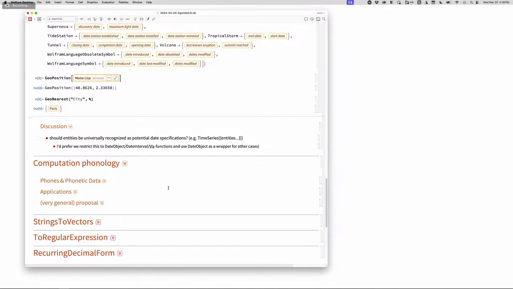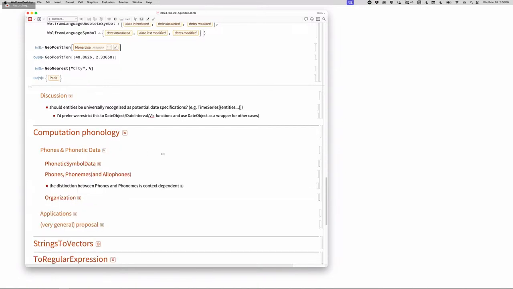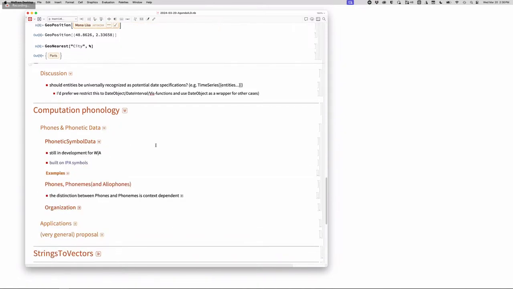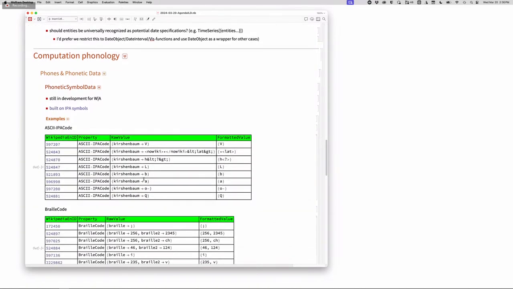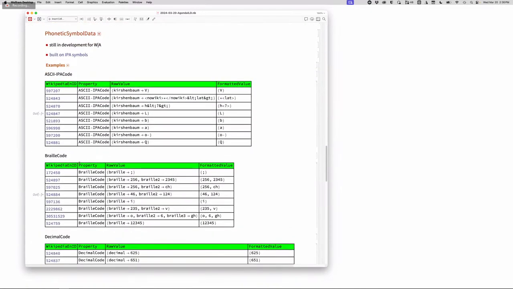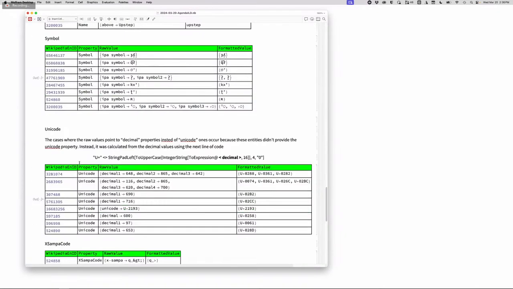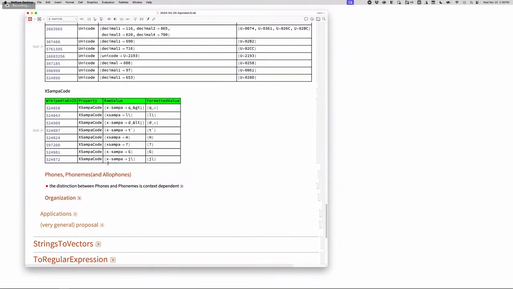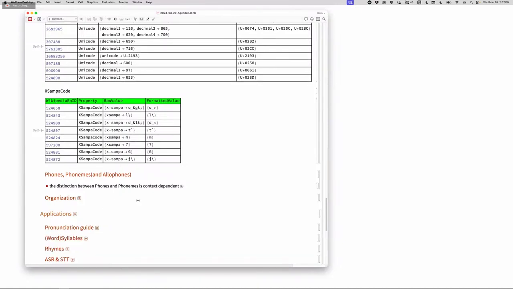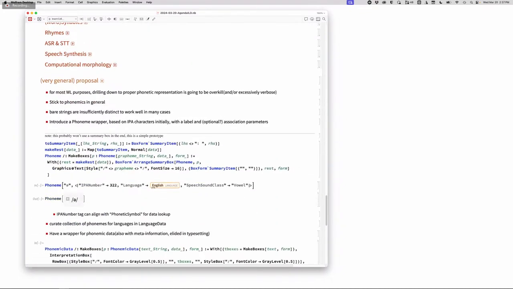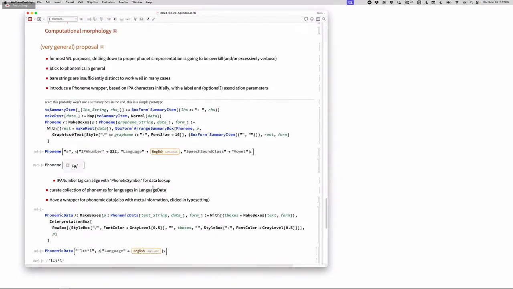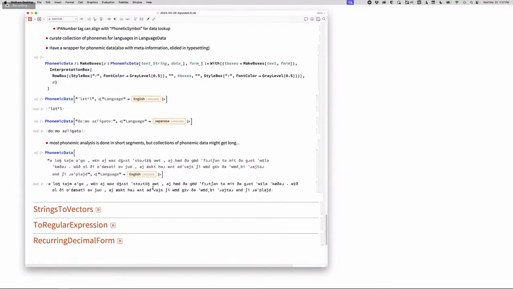This next one is potentially a bigger discussion, at least the first section. Let's dive into it. This is computational phonology. I believe last year we talked a little bit about phonetic symbol data, which is still under development, and takes IPA codes and generates entity property tables for them. We had wanted to think about what we were actually going to use that for. I've done a deep dive on the difference between phonemes and phones, how we might want to represent them in the language, and what the actual top-level applications might be.